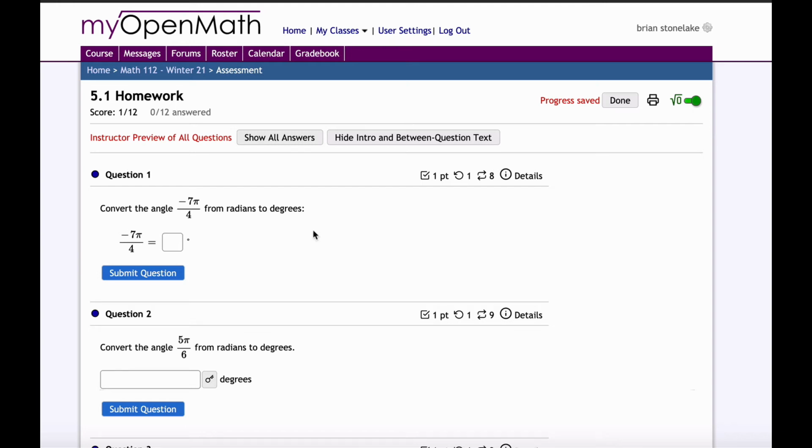All right, here's the 5.1 homework. Fairly straightforward, I think, homework assignment. There's 12 questions, which really come in three different types.